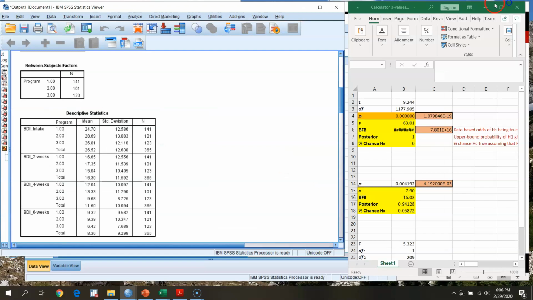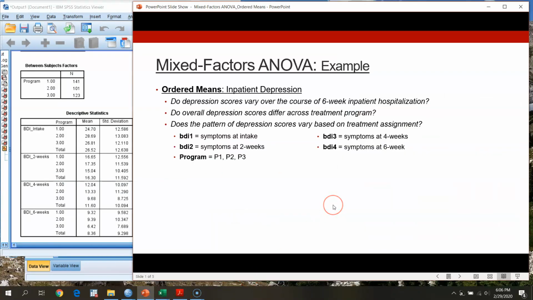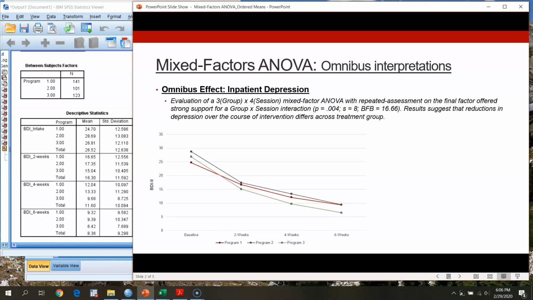We've plotted it out. What we need to do now is think about what we're going to do with this, right? So if we make an interpretation of our omnibus effect here, we might say that the evaluation of our 3x4 mixed factor ANOVA, with our repeated measures on the final factor, gives us fairly strong support for a group by session interaction. Here's our p-value, our s-value, our Bayes factor. Results suggest that reductions in depression over the course of intervention differ across treatment groups. Okay, so here's our graph.